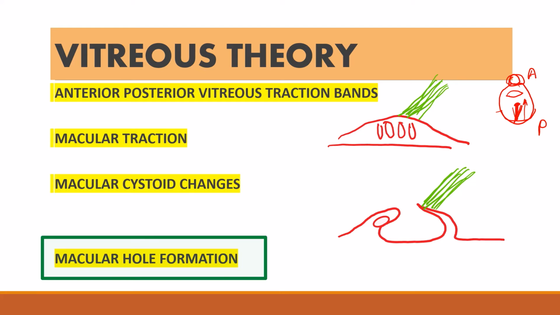So because of this anterior posterior vitreous traction, there will be traction on the macula, and ultimately you will have again those cystoid changes, and finally we will have the development of the macular hole. So you can see that the cystoid changes, and ultimately this traction band has actually pulled a part of that cystic roof, and the upper part of the cyst has been deroofed, and you can see this opening leading to formation of a macular hole.